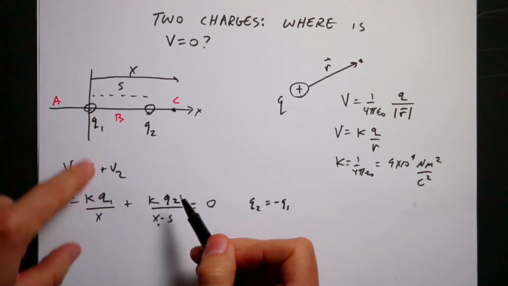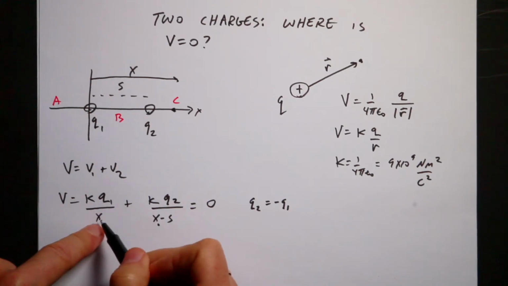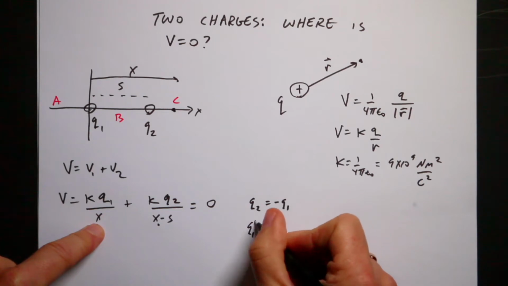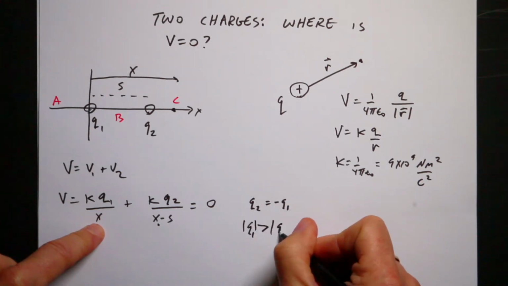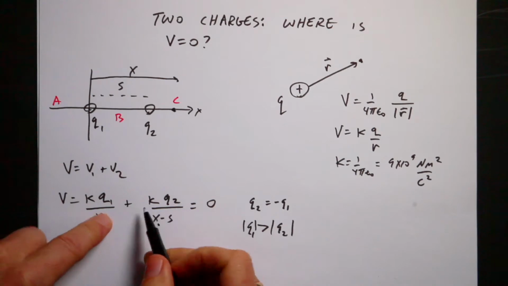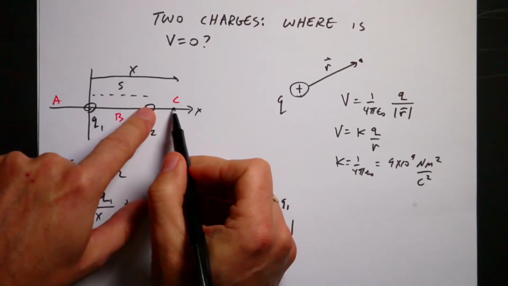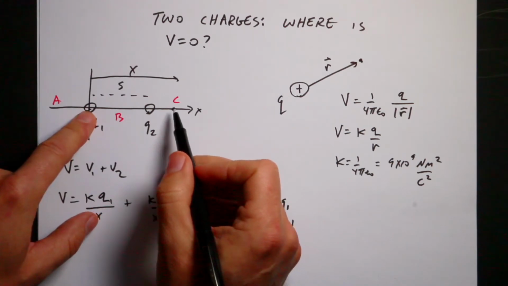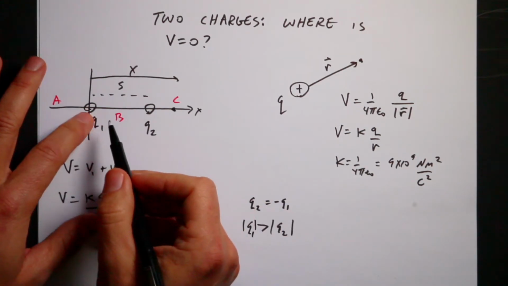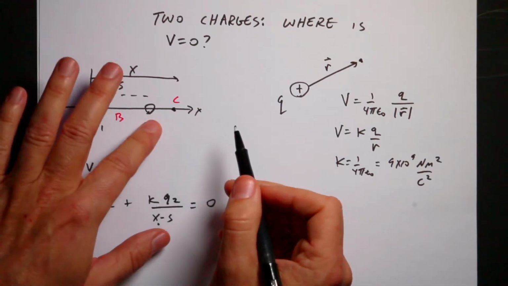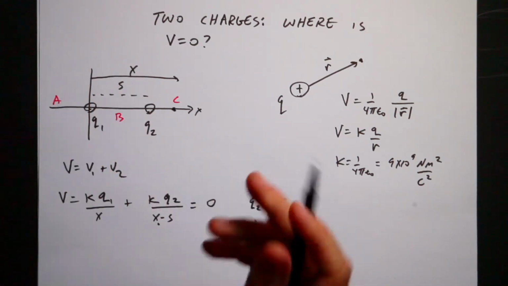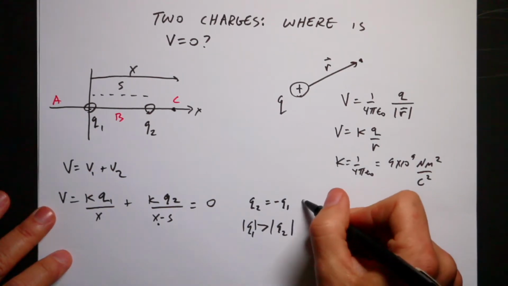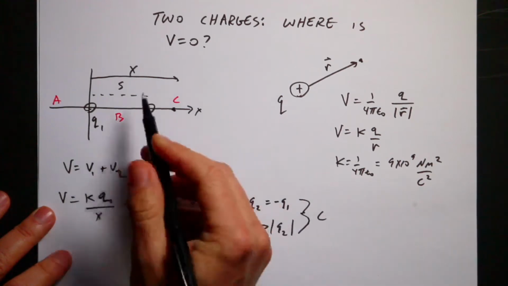Two, since I'm dividing Q1 by a larger number, Q1 has to be greater than the magnitude of Q2. Since this point is going to be closer to that point charge, it's going to have a higher potential, and if you want these two to cancel, then this one has to have a greater value. So let's say Q1 is positive and Q2 is negative, and the magnitude of Q1 has to be greater than the magnitude of Q2. That's the only way for that to work in region C. This is in C. What about in region B?